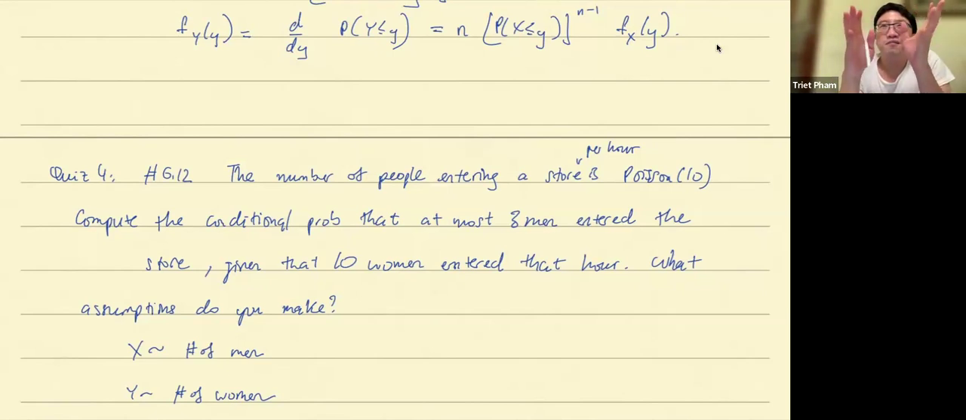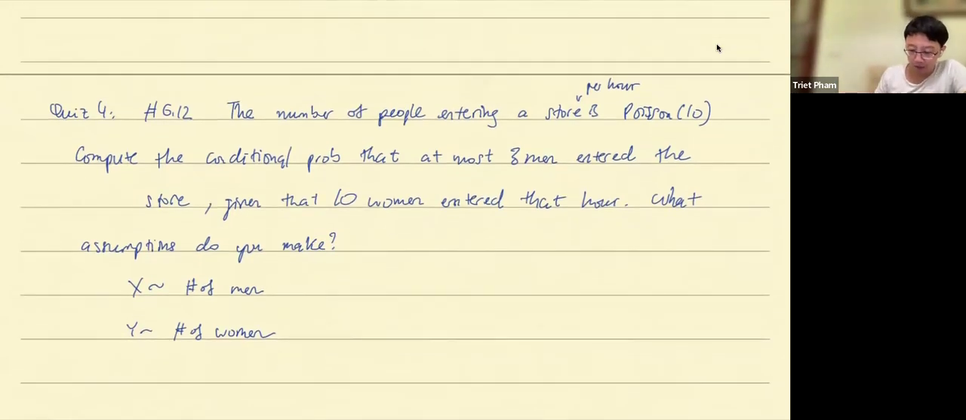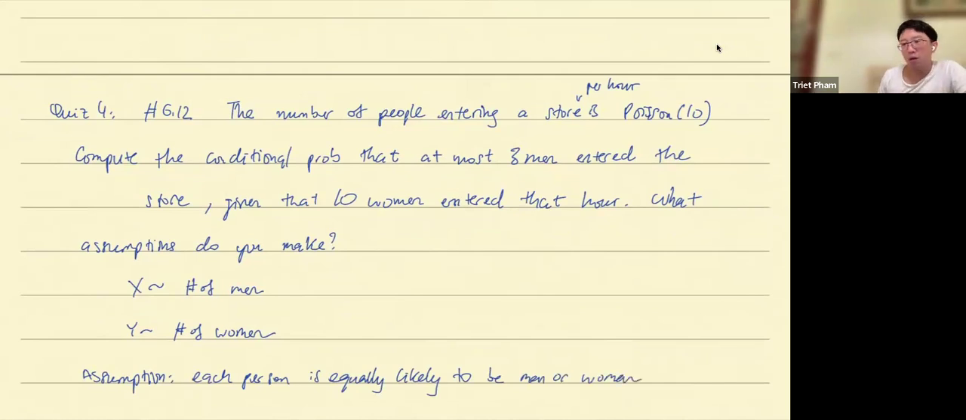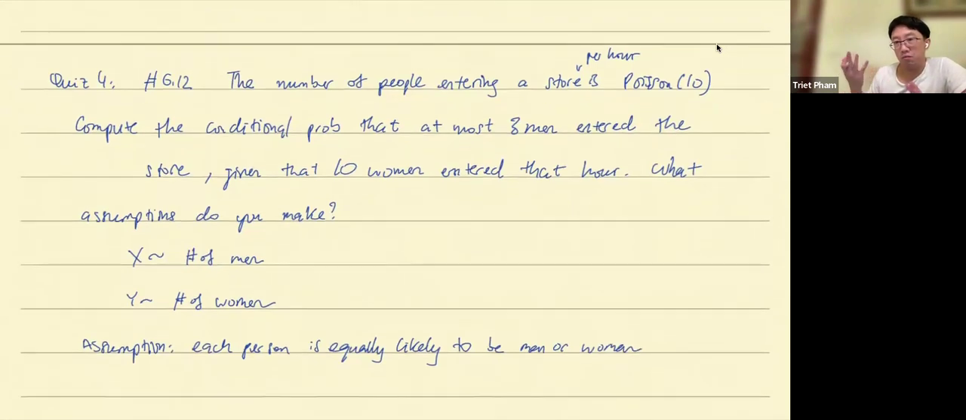What you said is correct. But let's just pull back and say this. And yes, the assumption is that they are equally likely to be men or women. So the assumption is that each person is equally likely to be a man or a woman. And what's more, this should be independent of the other customer's gender.